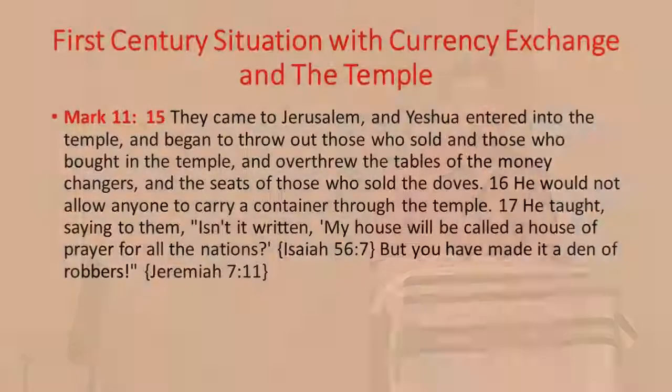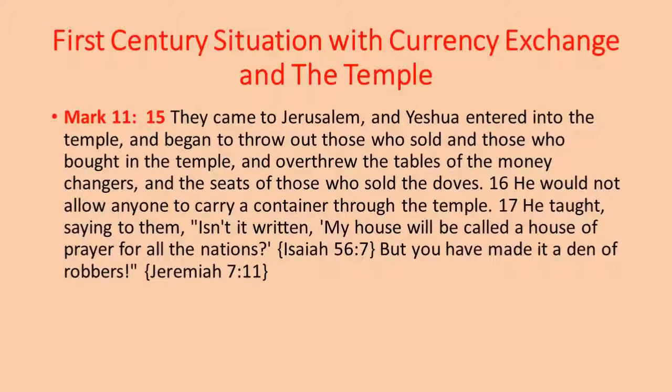All right. So then we read this in Mark 11, and this is probably one of the most famous verses about corruption in the temple that you'll find. It's in connection to Passover and the coming of Yeshua into Jerusalem. We read in Mark 11, verse 15, they came to Jerusalem, and Yeshua entered the temple and began to throw out those who sold and those who bought in the temple, and overturned the tables of the money changers and the seats of those who sold the doves.